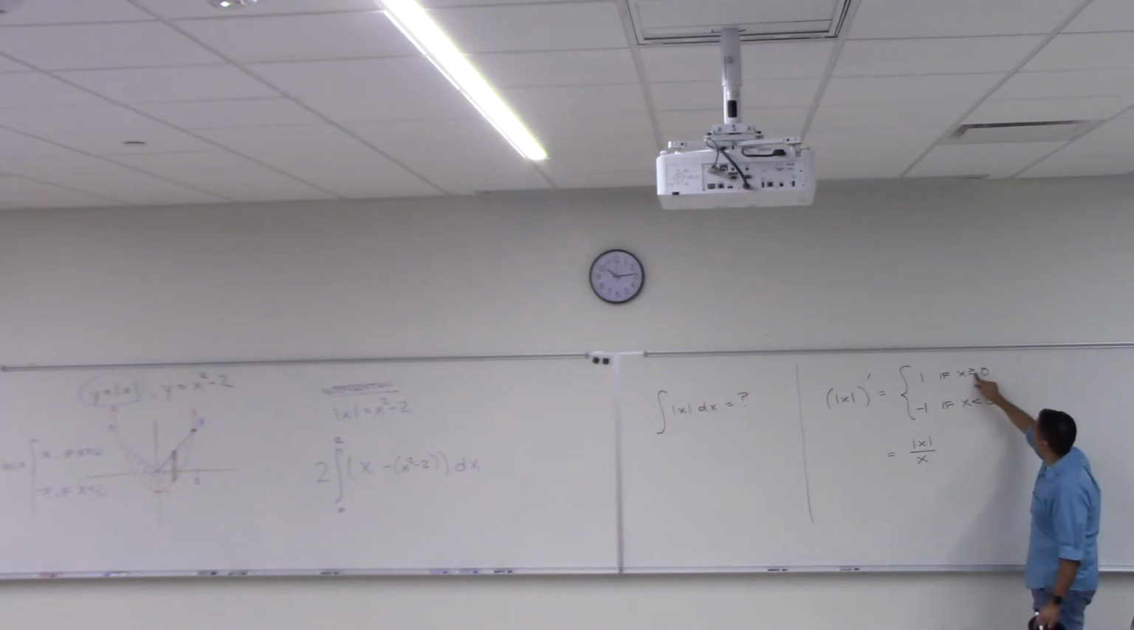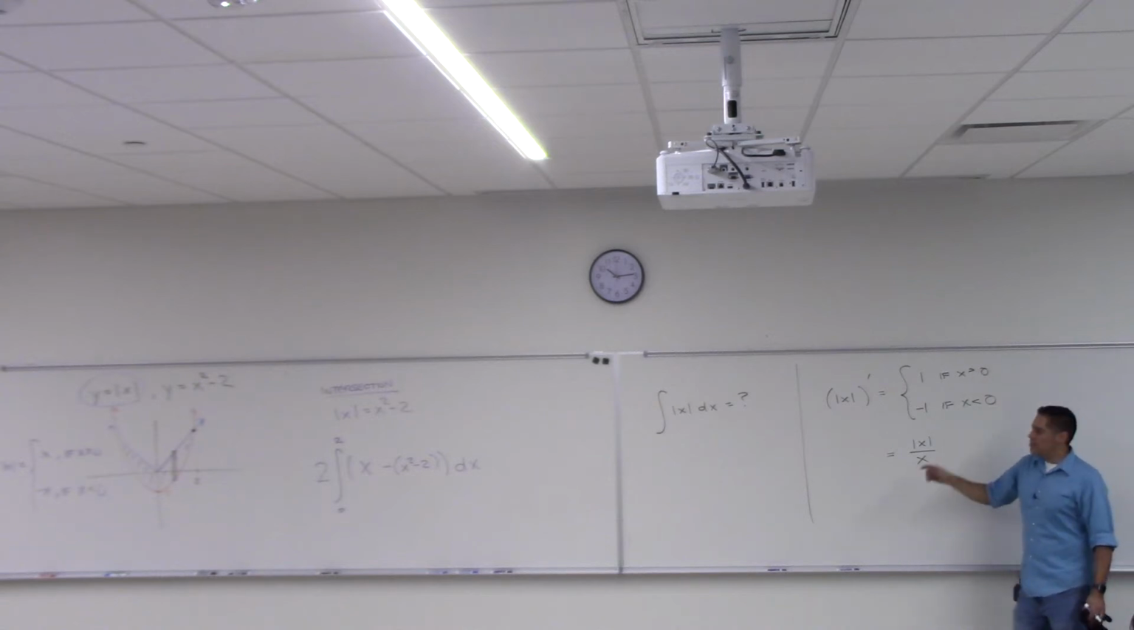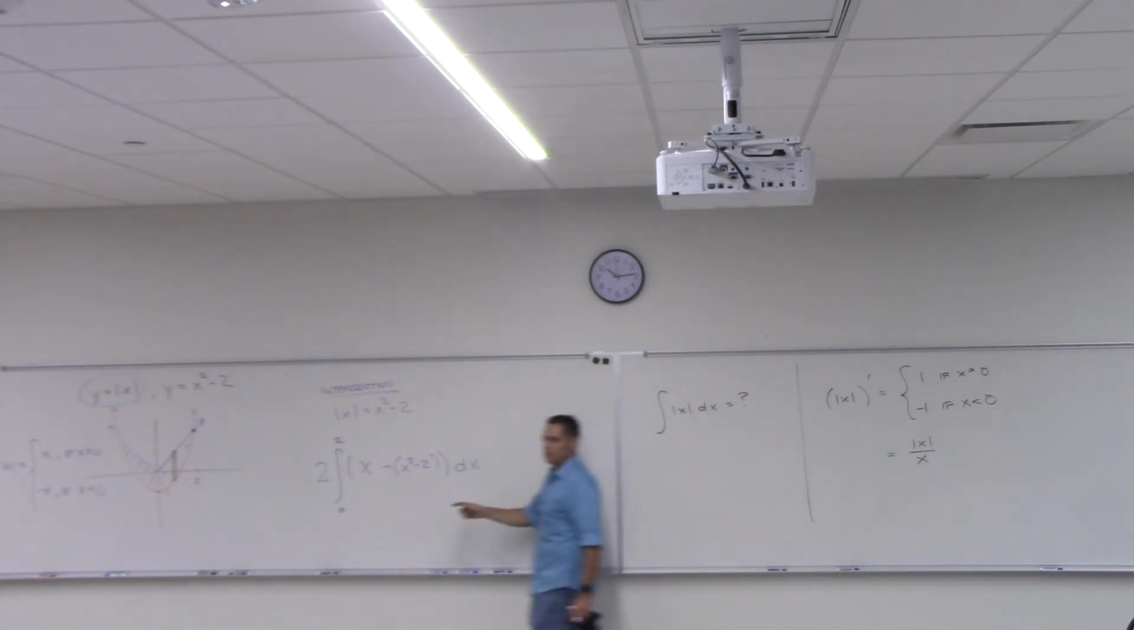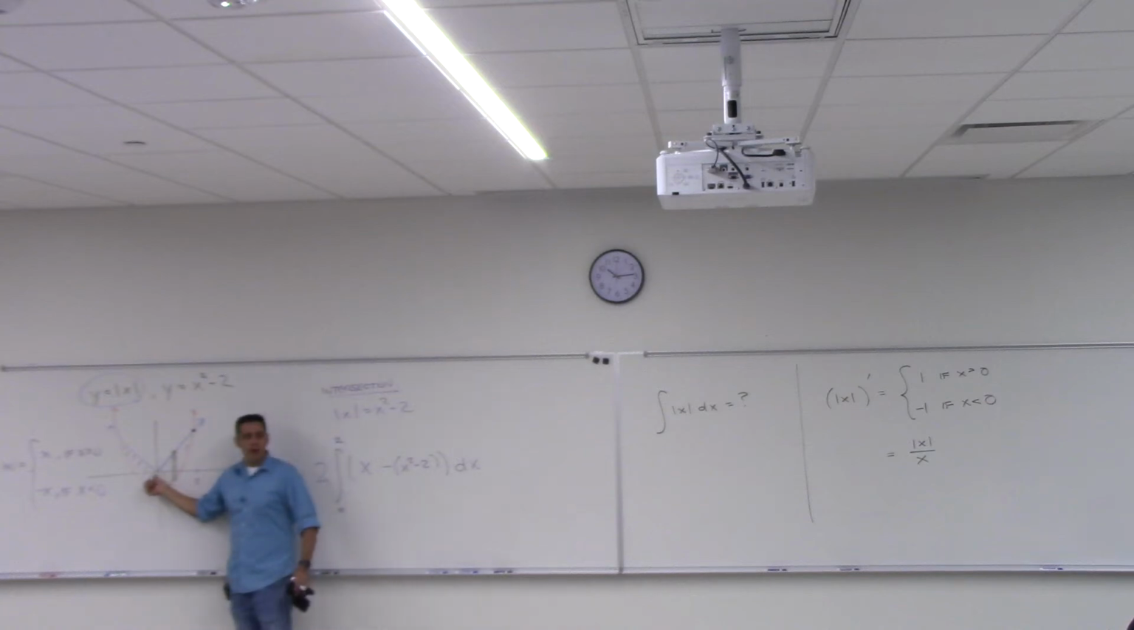Oh, you know what? I messed up. This should not be here. Take that off. My mistake. Can't have 0. At 0, the derivative is undefined. Back in Cal 1, this is a sharp corner, right? You can't have a derivative at a corner or cusp.